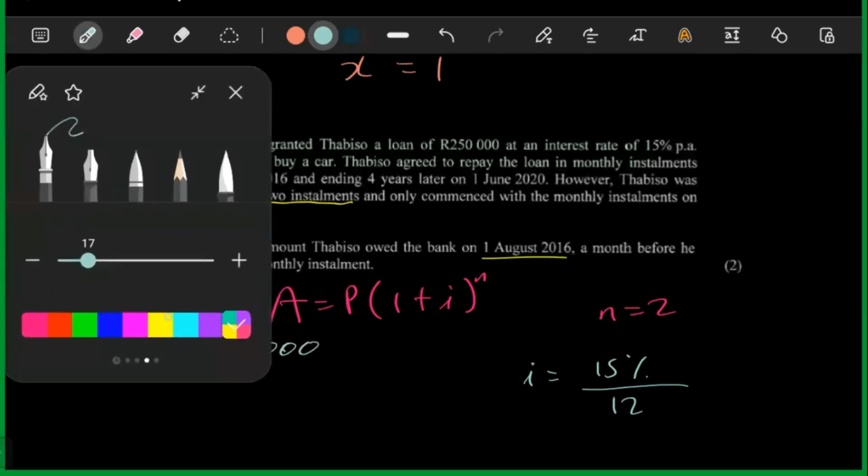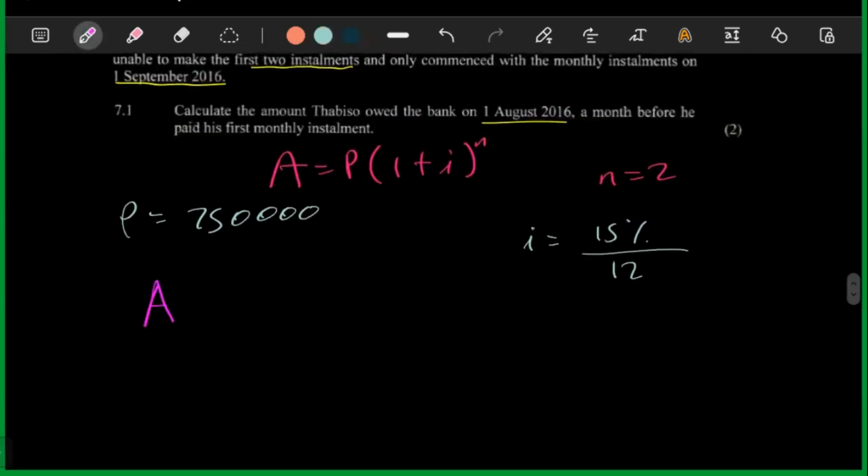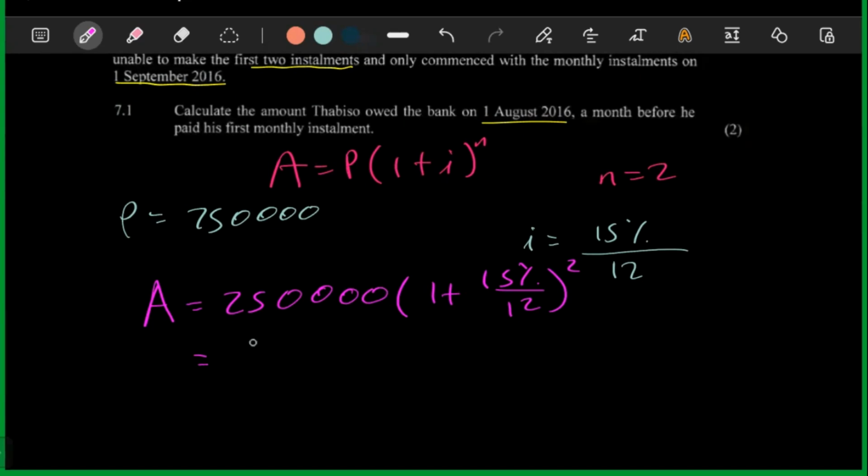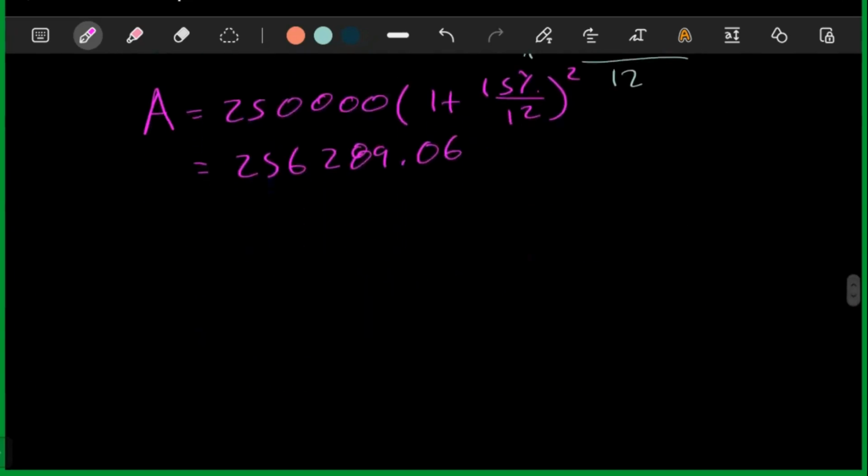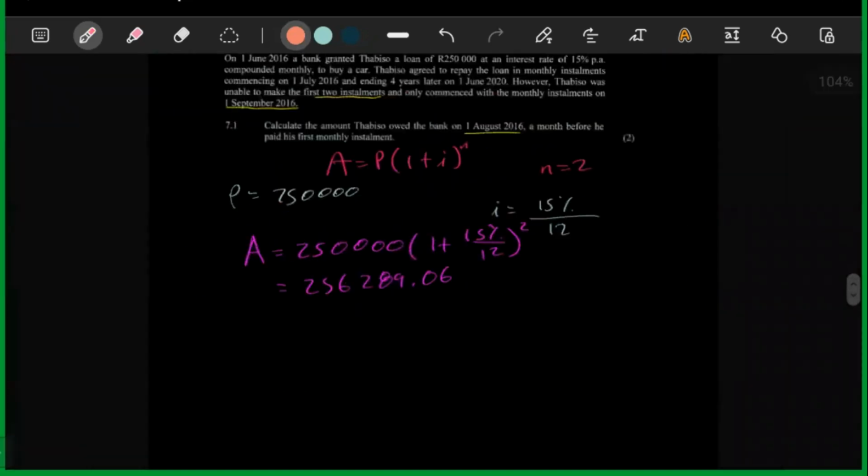A is the value that we're looking for. So here A will be equal to 250,000. Interest is just 15% over 12, to the power of 14. Putting this value in our calculator, we get 256,289.06 when rounded off to two decimal places. This is what he owes now after those two months of nothing paid.